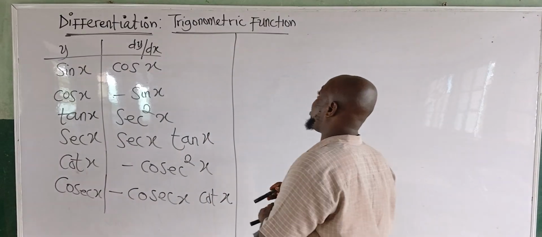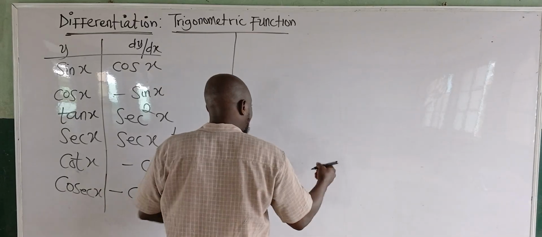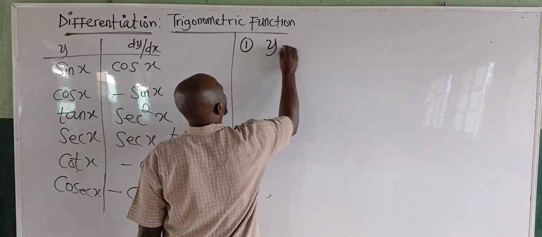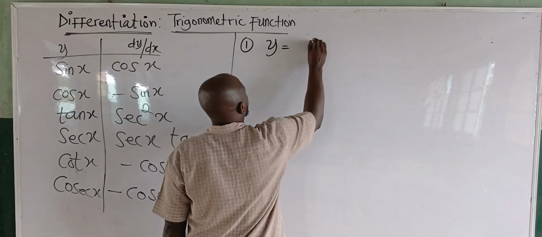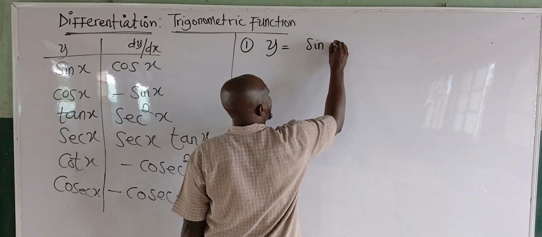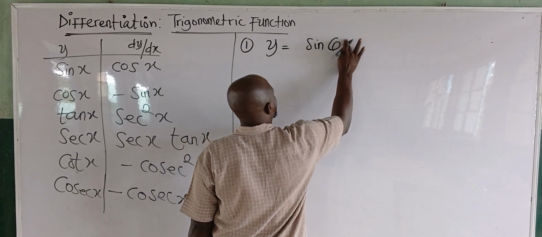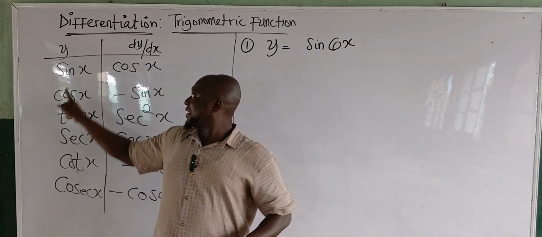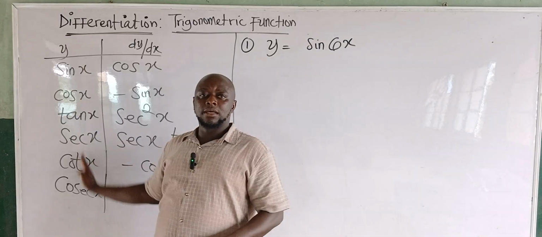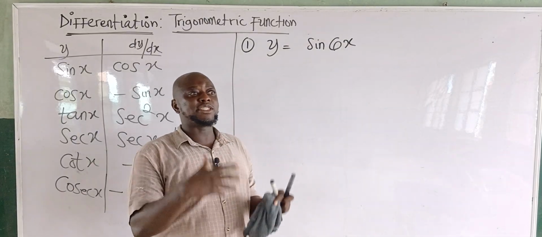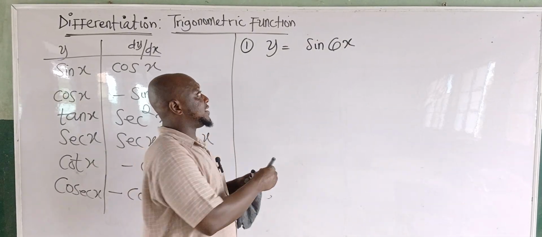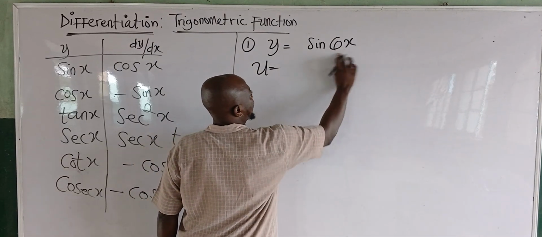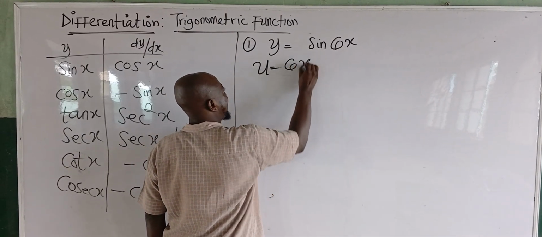So let's take the first example going further. Example 1: y equals sin 6x. First thing you note is that everything in front of this trig function, we call it u, because we are using the chain rule to solve this. So for the chain rule, we say let u be this one at the front of this. So I have 6x here.